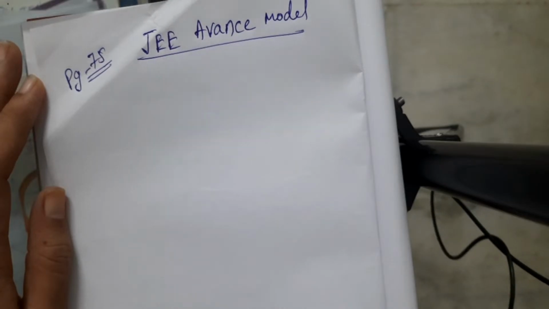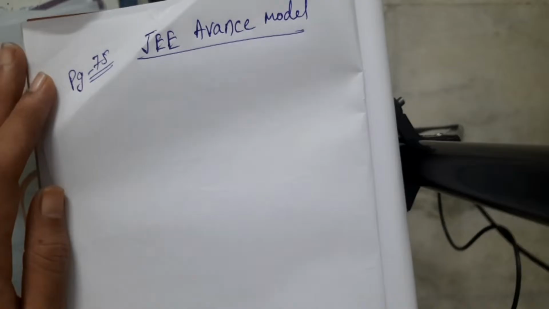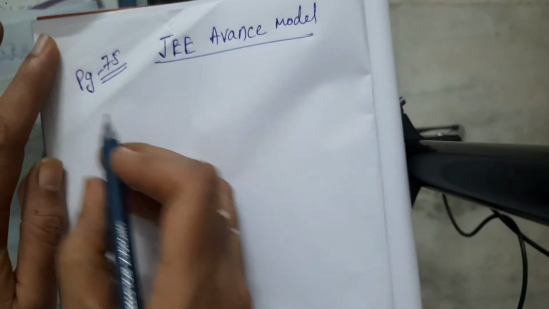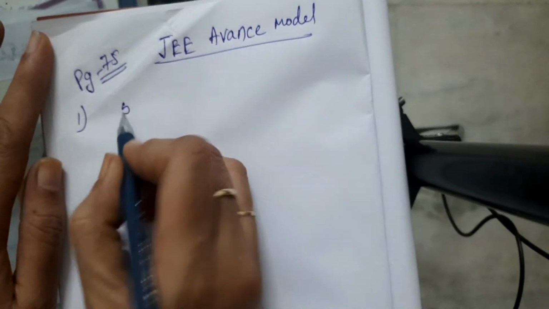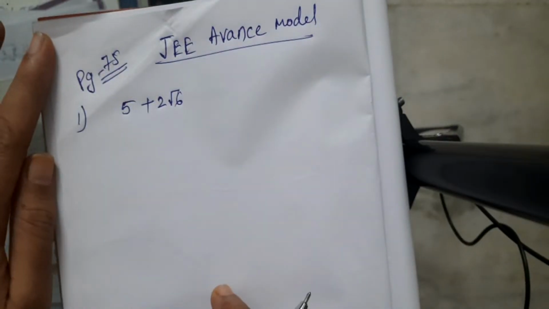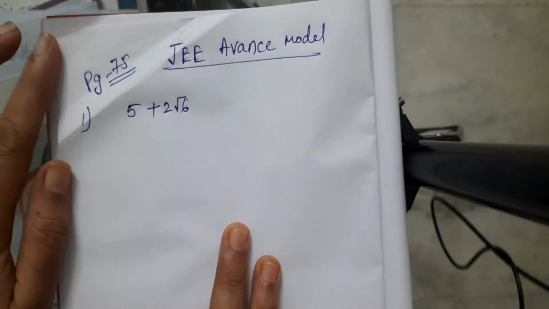Moreover, as I told you, these topics are very easy. Already in class we discussed them. So here, the first question is 5 plus 2 root 6. Question number 1, it's 5 plus 2 root 6. We need to find its value.